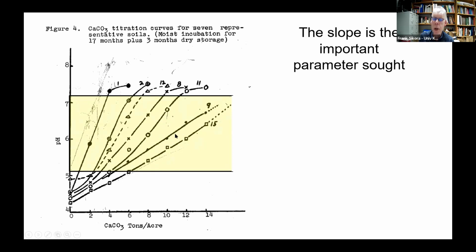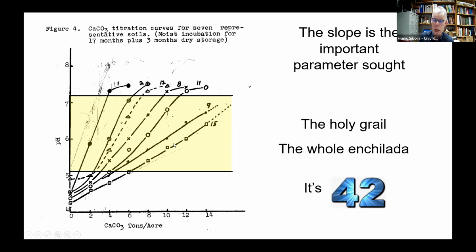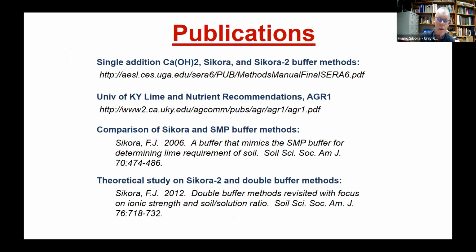So I'll end with a little bit of humor and say that I think this slope is the holy grail, the whole enchilada, and it's 42. If you have seen or read The Hitchhiker's Guide to the Galaxy, you know what 42 is. 42 is the answer to everything in the universe. So that is it. The publication has a list of references if you're interested in looking at it further.